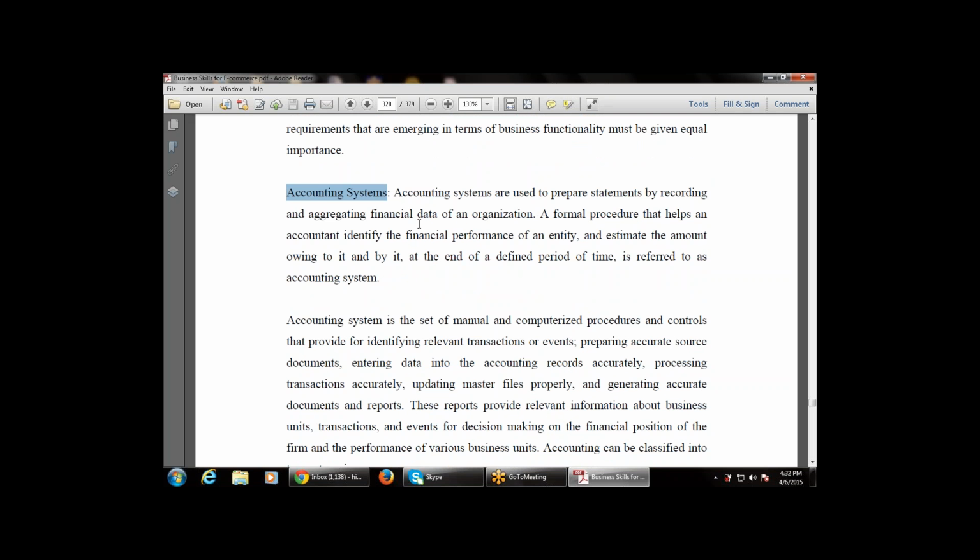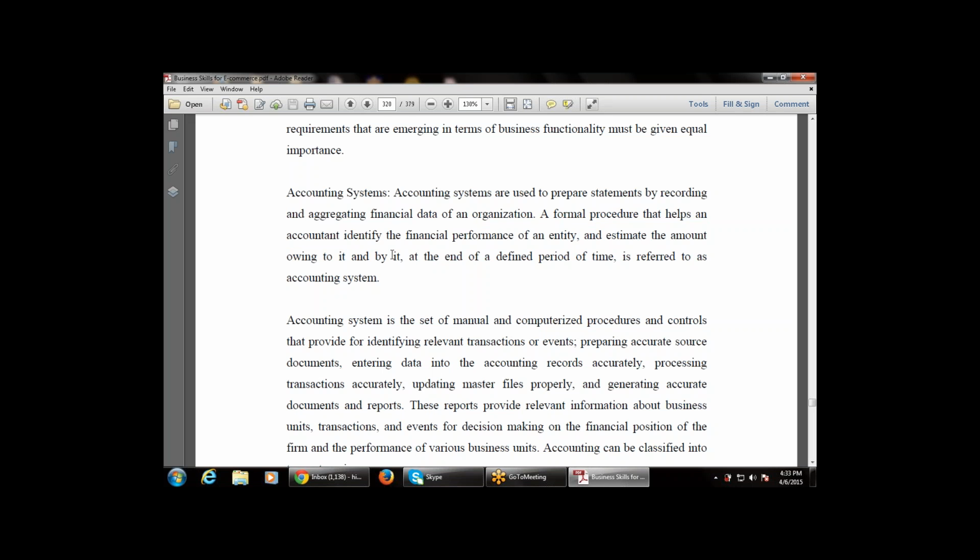First are accounting systems, which are used to prepare statements like the balance sheet and profit and loss account by recording and aggregating the financial data of an organization. So an accounting system means maintaining the accounts of the organization. It is a formal procedure that helps an accountant identify the financial performance of an entity and estimate the amount owing to it and by it. Everything in money terms comes under the accounting system: how much money is coming in, how much is going out.